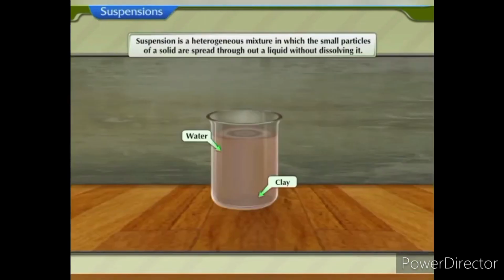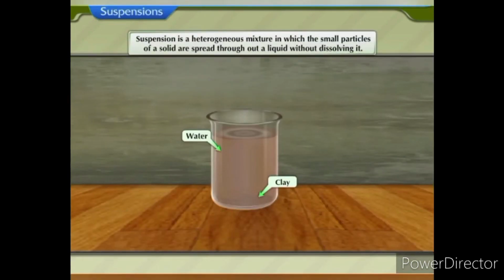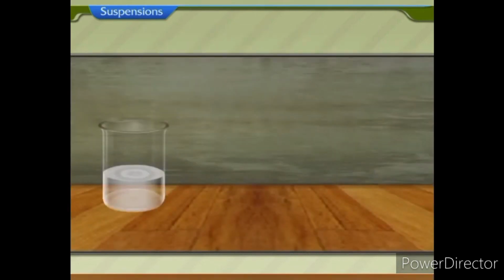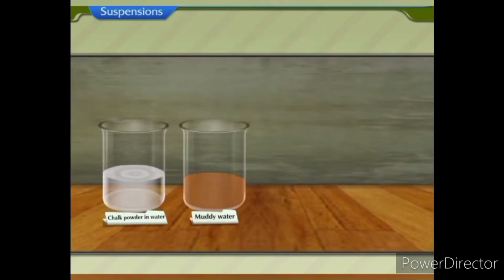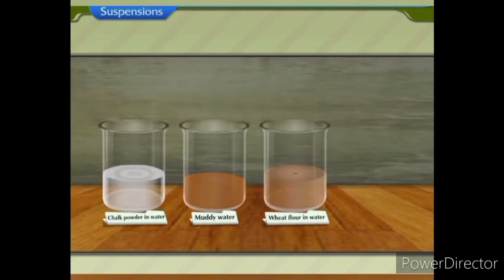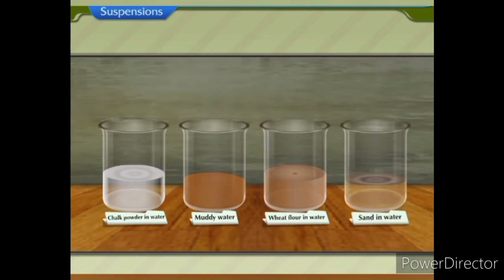Suspensions. A suspension is a heterogeneous mixture in which the small particles of a solid are spread throughout a liquid without dissolving in it. Chalk powder in water, muddy water, wheat flour in water, and sand in water are all examples of a suspension.